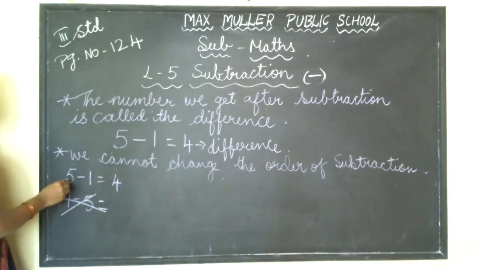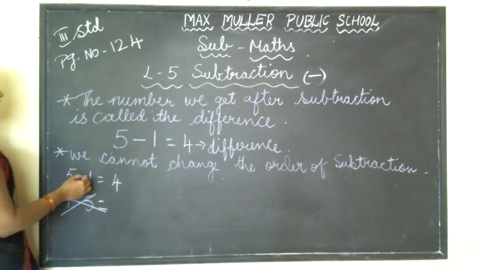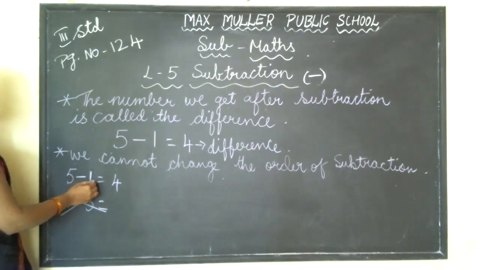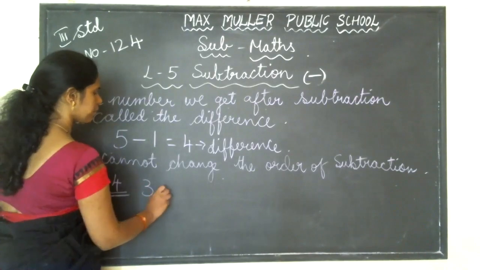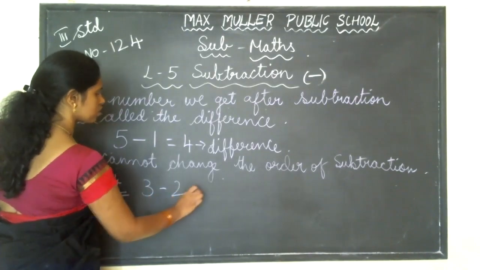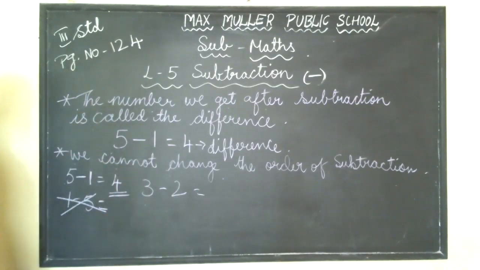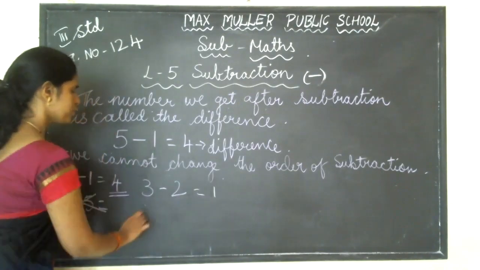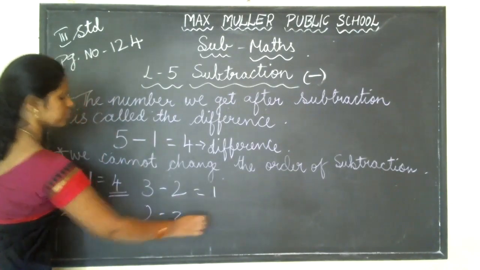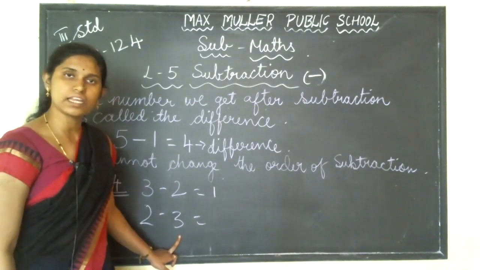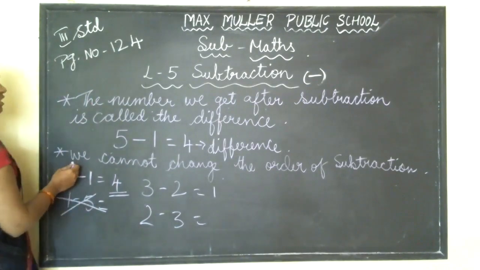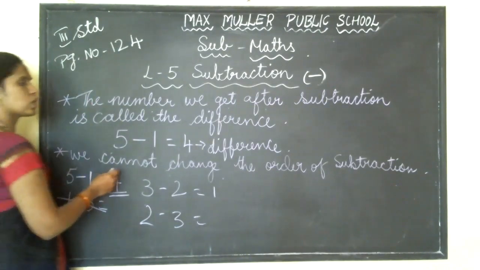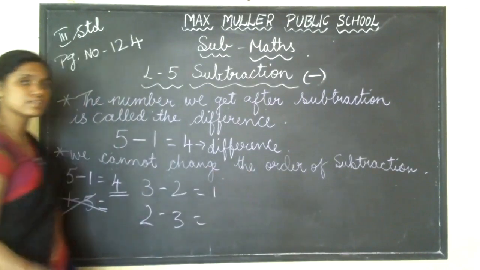You have to follow this: first write the bigger number, then write the smaller number. Then you can easily subtract and you will get the answer. Here you see 3 minus 2. 3 minus 2, you will get 1. 2 minus 3, can I do it? From 2, can I subtract 3? No. So the second point tells we cannot change the order of subtraction.